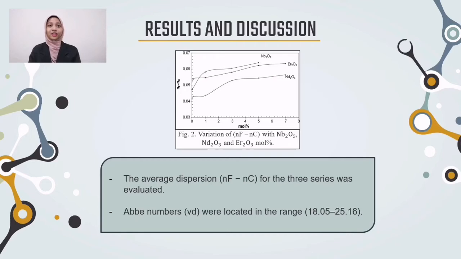Figure 2 shows the result for variation of the average dispersion with niobium pentoxide, neodymium trioxide, and erbium oxide in mole%. According to the journal Thermal Properties of Multi-Component Tellurite Glass, in the case of the prepared tellurite-based glass system, Abbe numbers, also known as VD, were located in the range 18.05 to 25.16.